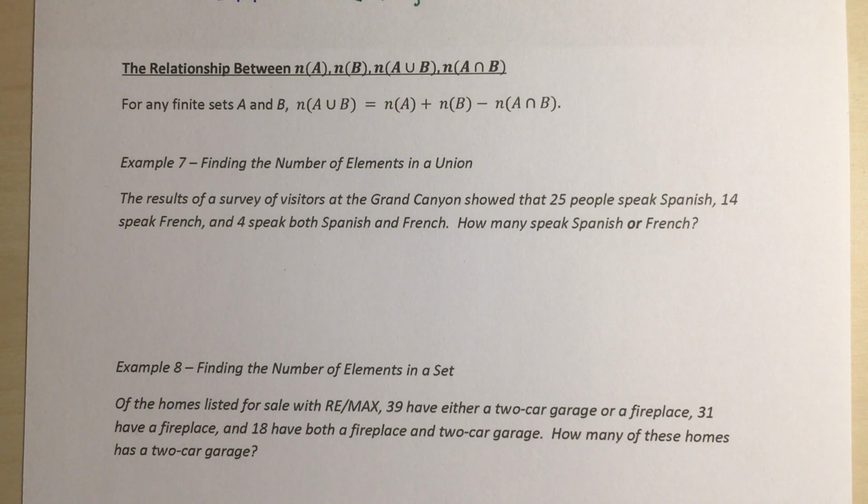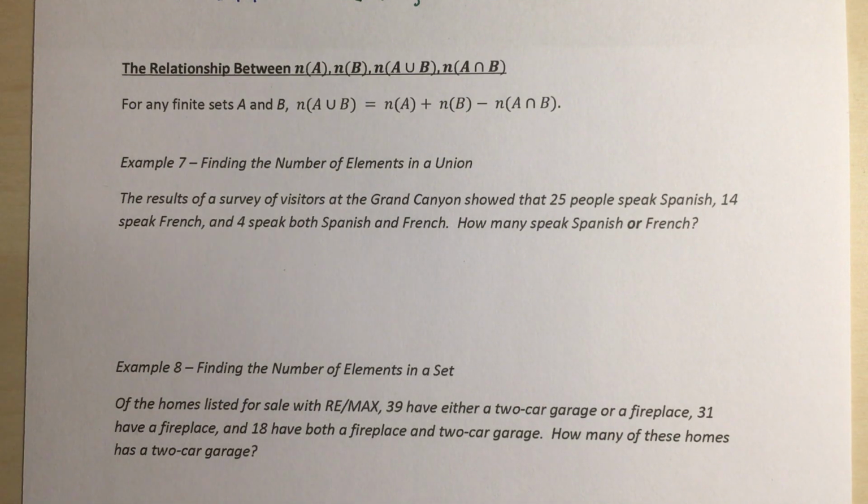All right. So for our equation, for any finite sets A and B, and everything we've been dealing with in this section has been finite sets because we've had a limited number of items in there, the number of elements in A union B is going to be the number of elements in set A plus the number of elements in set B minus the number of elements in the intersection. The idea is, if we're finding all of the elements that are in either or both, we want to make sure that we don't double count people that are in that both category in the middle. That's why we have that subtraction.